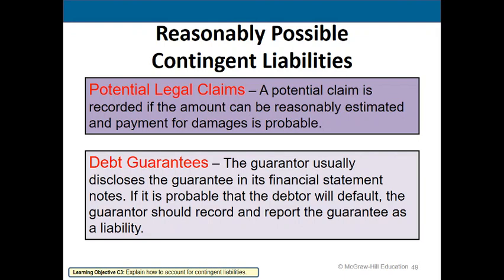So here's some examples of those types of liabilities. Legal claims, lawsuits with companies, especially large ones, are usually a big part of the disclosure notes and possibly even recorded in the balance sheet as a liability if it's probable and estimable.